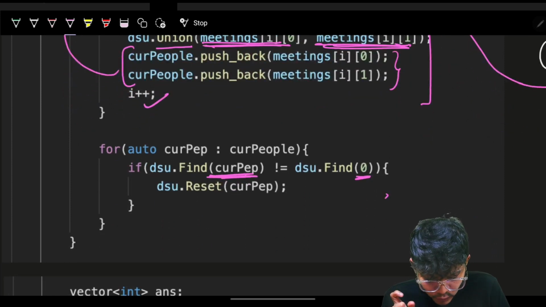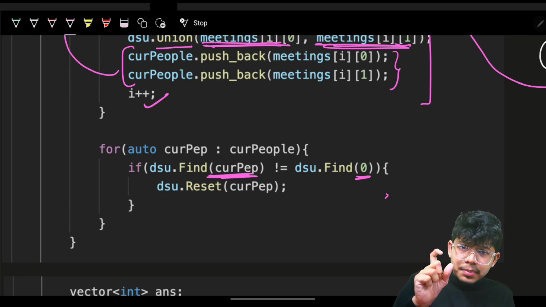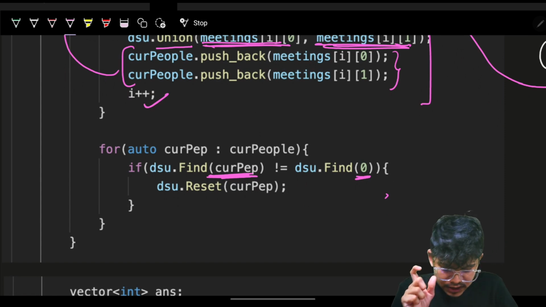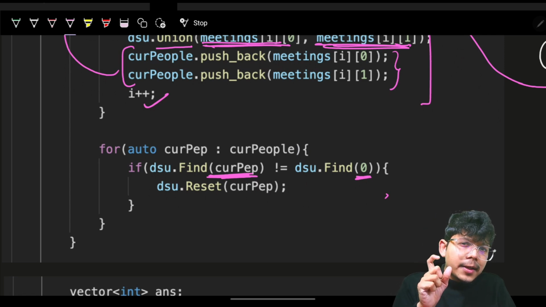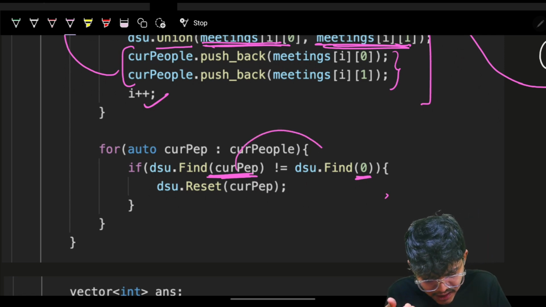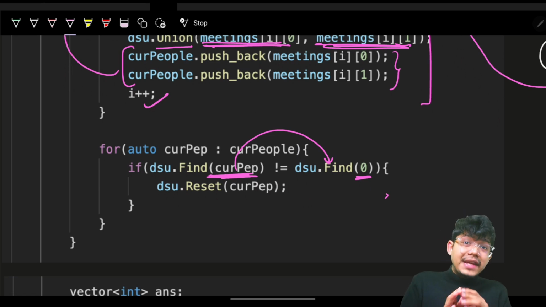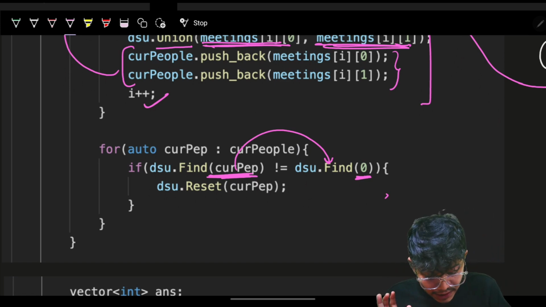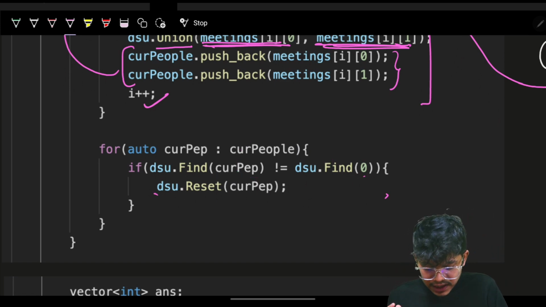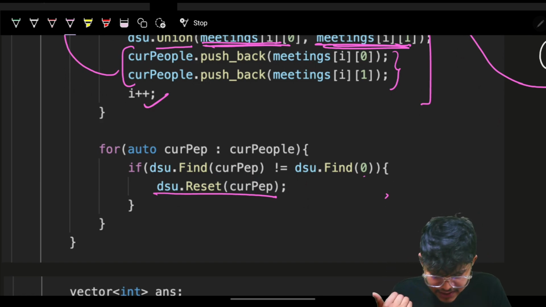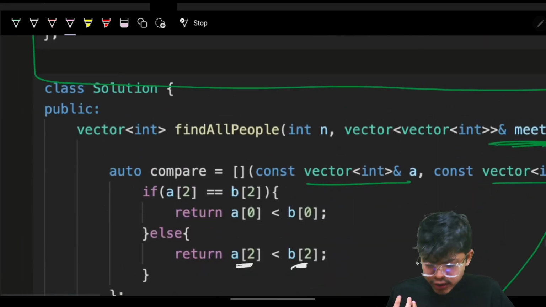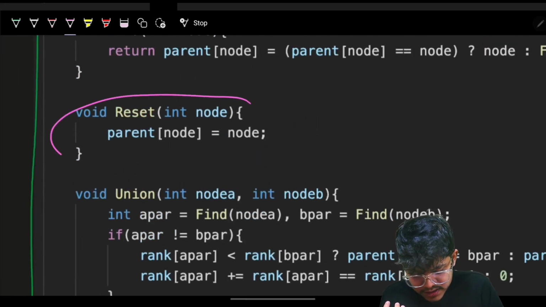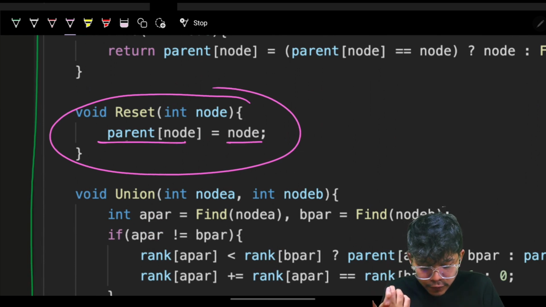So he will go and find, bro, this current person, does he know the hidden thing? And I can get to know if he is connected to my 0 or not. If he is not connected to my 0, which means for sure he doesn't know the hidden thing. If he doesn't know the hidden thing, bro, reset him. What I mean by reset is something new which I have added in my DSU. Now this reset says, bro, simply assign parent of node to node.